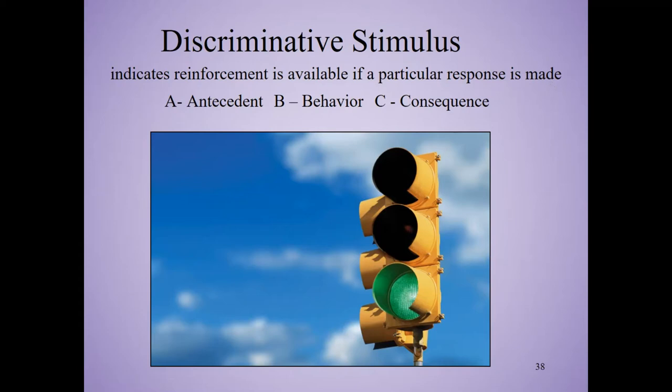Okay, so you might say this is an antecedent to a behavior that produces a consequence. Antecedent: something that precedes it and indicates that this is the time to perform that behavior. For example, you have the green traffic light. So this is a discriminative stimulus. And what behavior does it tell you to do? Cross the street or cross the intersection now.